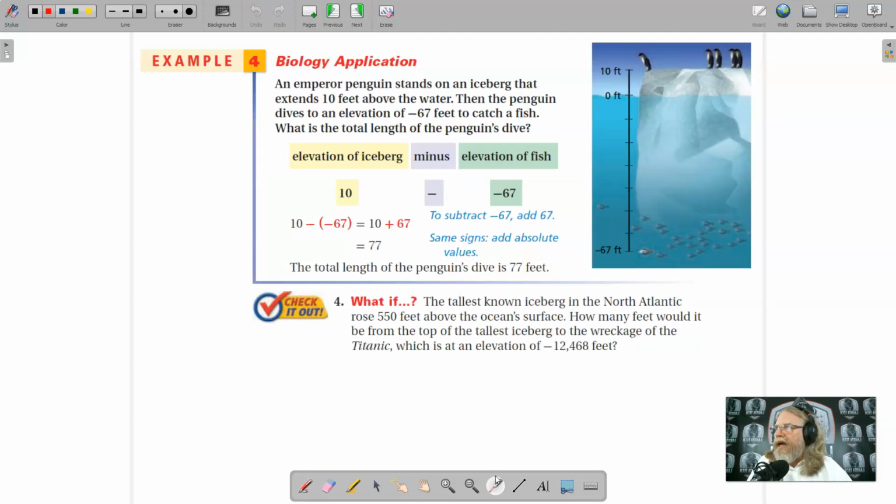All right. Biology application. Here we are with the penguins. The penguins jumping off a 10-foot ledge, and they're going to go like 67 feet deep in the water. So, looks like they're going to dive 77 feet, right?